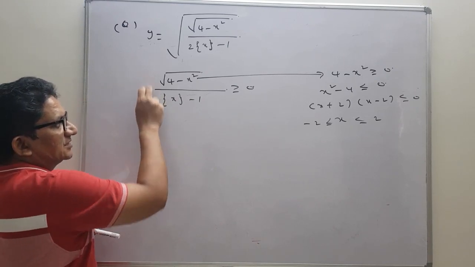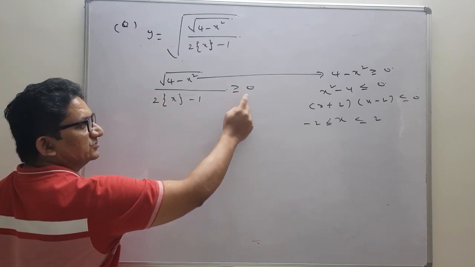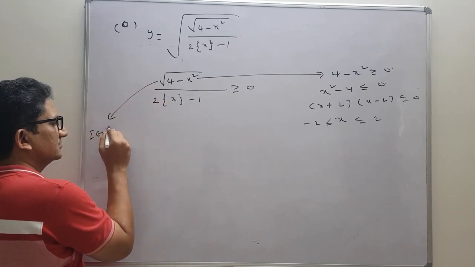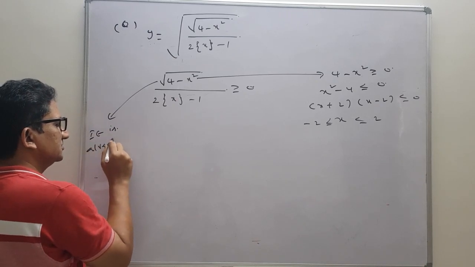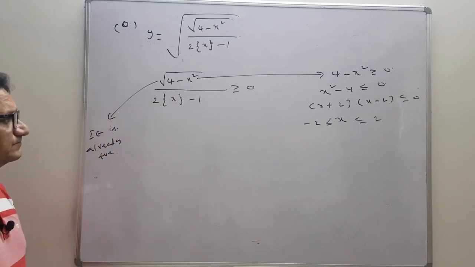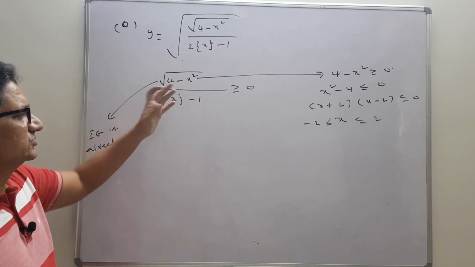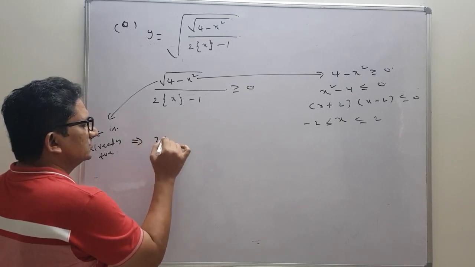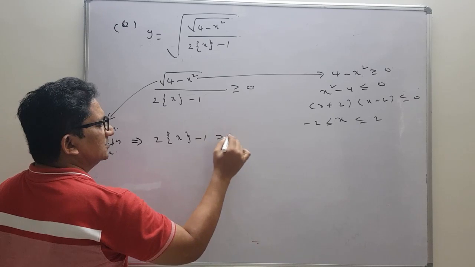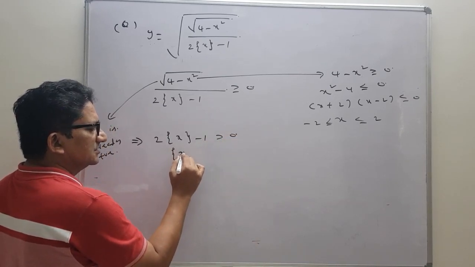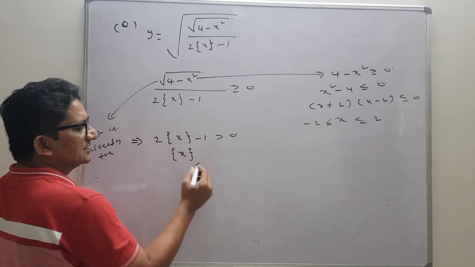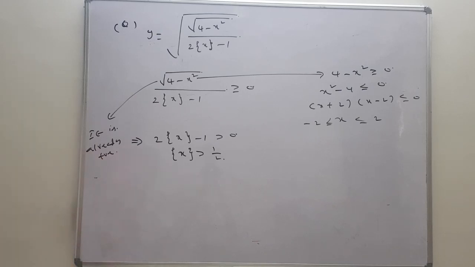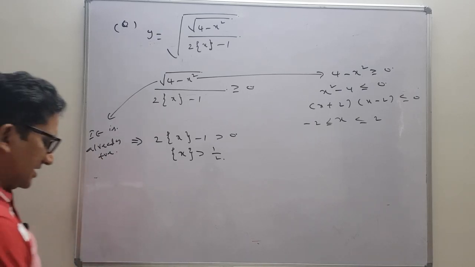So we need to maintain this rational form as greater than or equals to 0, in which the numerator is already positive. When the numerator is already positive, there is no option for the denominator, it should be positive. So that implies 2 times fractional part of x minus 1 should be greater than 0. That means the fractional part of x should be greater than 1 by 2. So fractional part of x greater than 1 by 2, we can deal with this graphically.